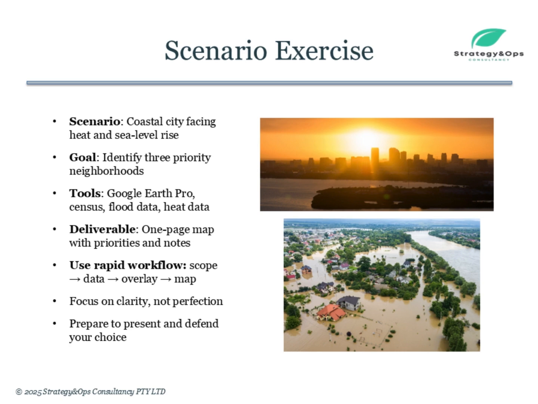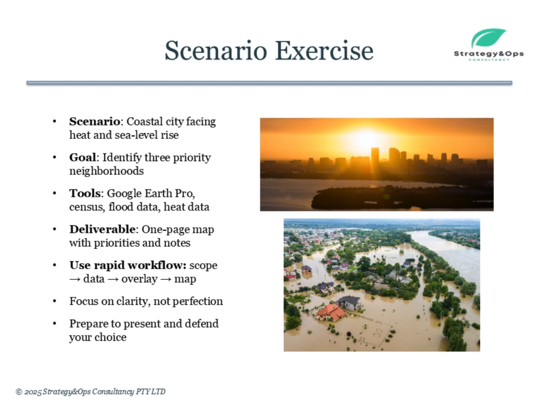Your task: use the rapid exposure mapping workflow to identify the top 3 most vulnerable neighborhoods. Your decisions should be based on compound exposure to heat and coastal flooding, along with population vulnerability. The tools available: Google Earth Pro for visual assessment and historical change, census data for age, income, and housing conditions, flood maps showing areas below 3 meters elevation and storm surge zones, heat island data showing surface temperature patterns.